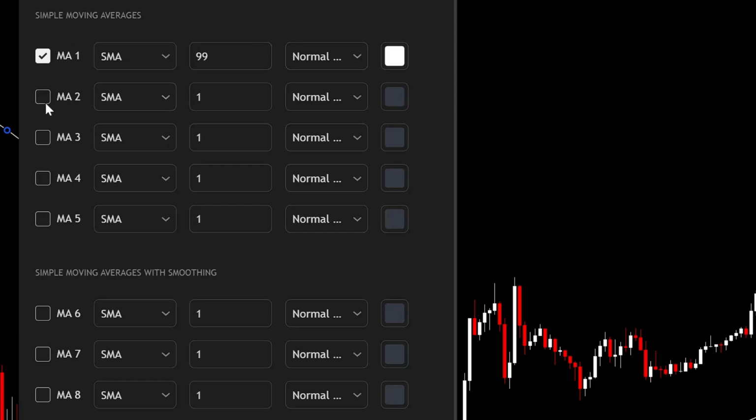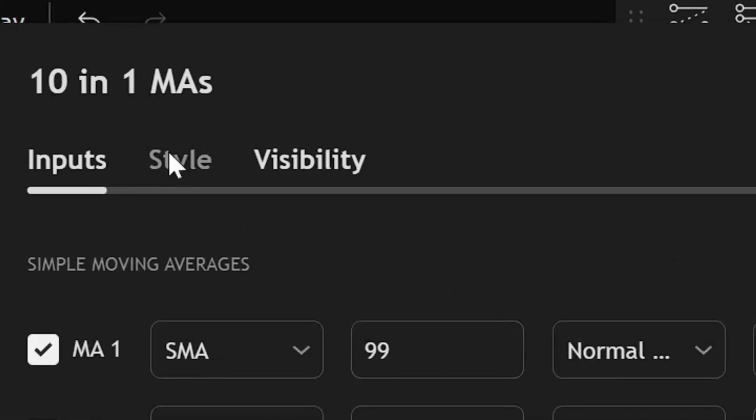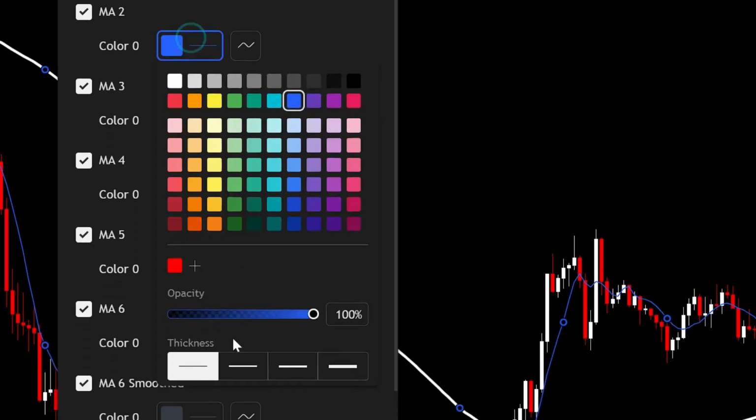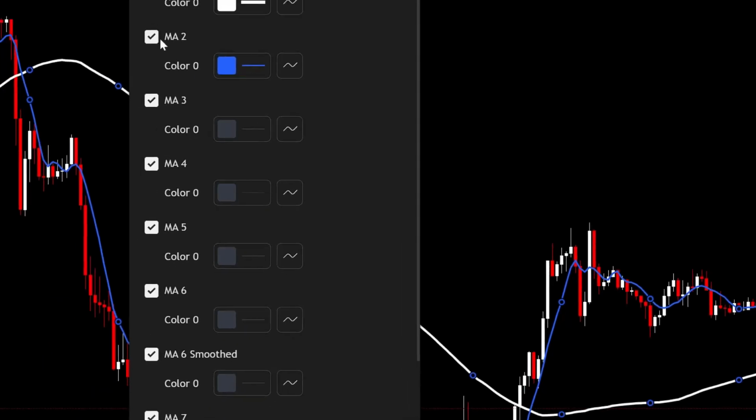Now, here's the kicker. Enable the second moving average. Change that one to SMA, but this time, set the period to 7. Yeah, 7. And again, pick a color that stands out. One last thing, head over to the style section and make those lines a little thicker. You want it to be nice and bold, so you can see them clearly on your chart. Trust me, these two lines, the 90 or 99 SMA and the 7 SMA, are gonna be your new friends.